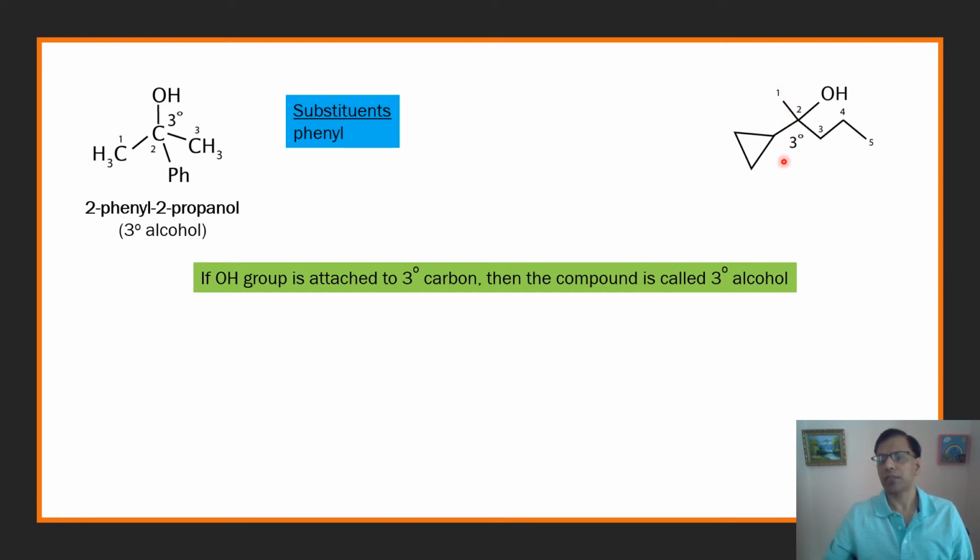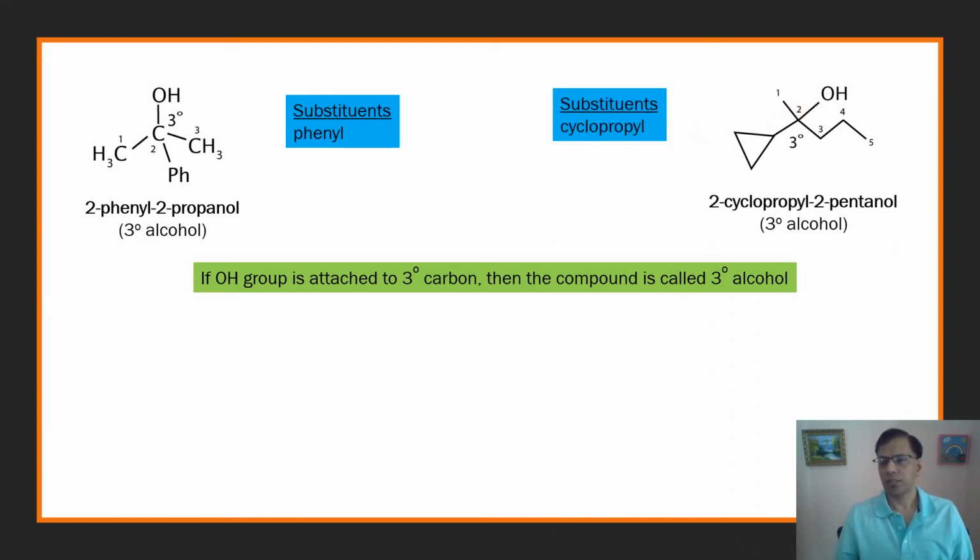In this case, you locate the longest carbon chain that bears the OH group. So in this case, the carbon chain is 1, 2, 3, 4, 5. So it's pentane, and because of the OH, it's called pentanol. And the cyclopropyl group is a substituent at carbon atom 2. So it will be called 2-cyclopropyl-2-pentanol. You have to make sure that you put the location of the alcohol, the OL.